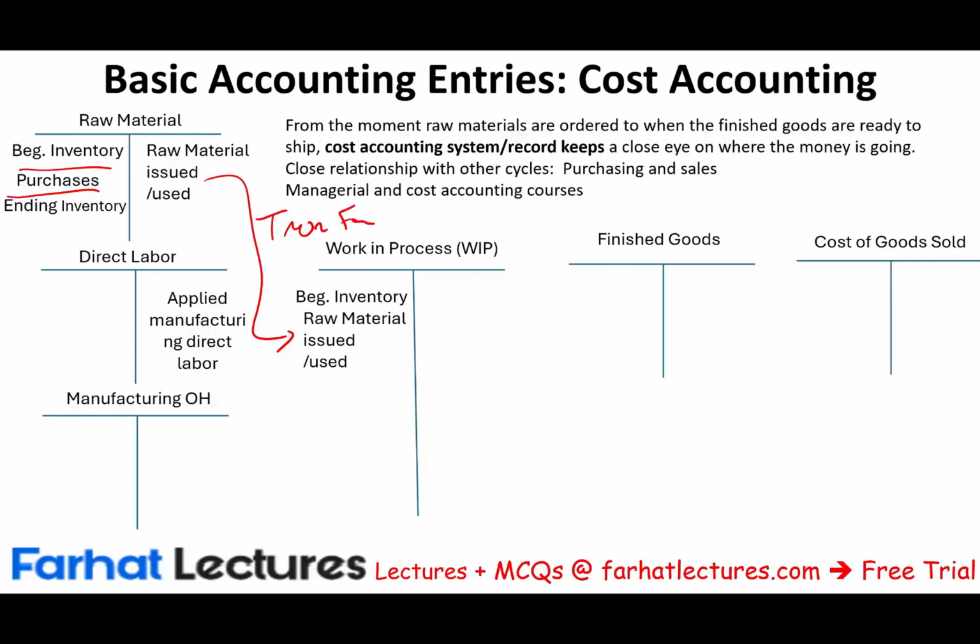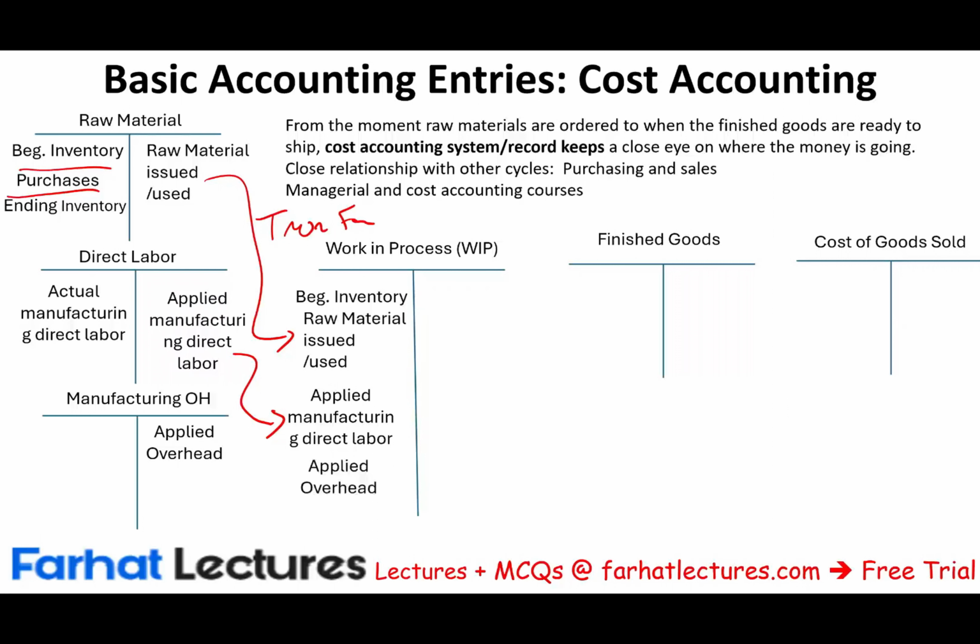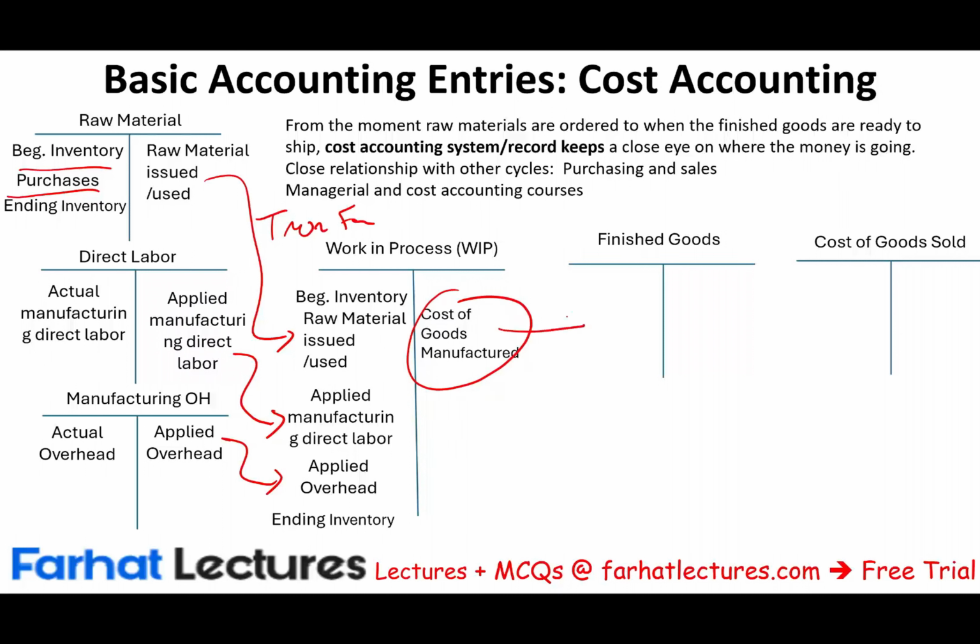Same thing with labor. We hire labor and we assign them to work in process. We assign them to the manufacturing plant. We incur overhead. We apply overhead. Remember, we apply overhead and we transfer those. We transfer the cost to work in process. Now, once we are done with work in process, once the items are completed, we transfer them to finished goods. And once the finished goods are sold, it's transferred to cost of goods sold.